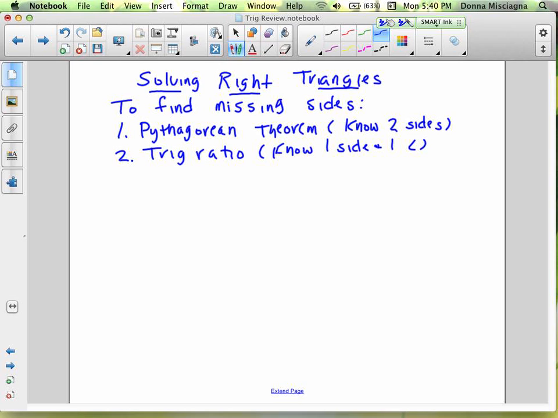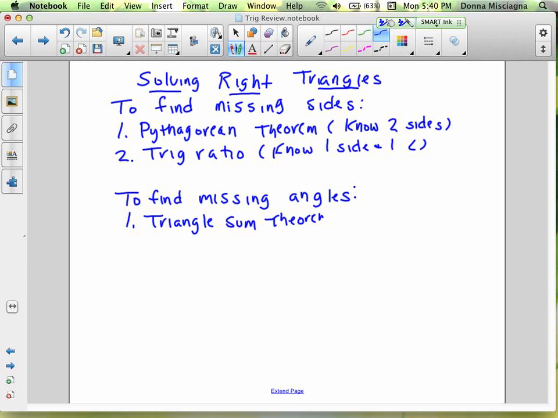Right, so now let's talk about what about finding missing angles? What are our techniques to find missing angles? Well, we have two techniques here as well. One technique is one that we learned a long time ago, and that is triangle sum theorem. And as a reminder, triangle sum theorem says that the angles in a triangle add to 180 degrees. We'll use triangle sum theorem if we know two angles.